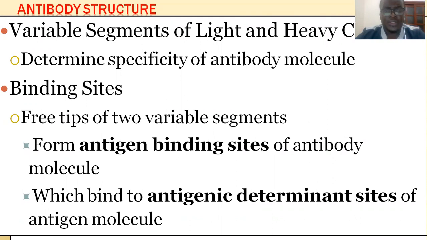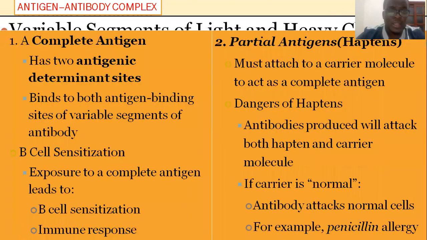Then you have the variable segment of the light and heavy chains. The variable segments are the ones that are specific for a particular antigen. They determine the specificity of antibody molecules, so how they're going to bind to those antigens. The binding site of the antibody is determined by the variable segment of the light and the heavy chains. So these are the binding sites. There are free tips of 2 variable segments, so they form antigen binding sites on antibody molecules, which bind antigenic determinant sites on antigen molecules. So this is where they're going to bind with the antigen.